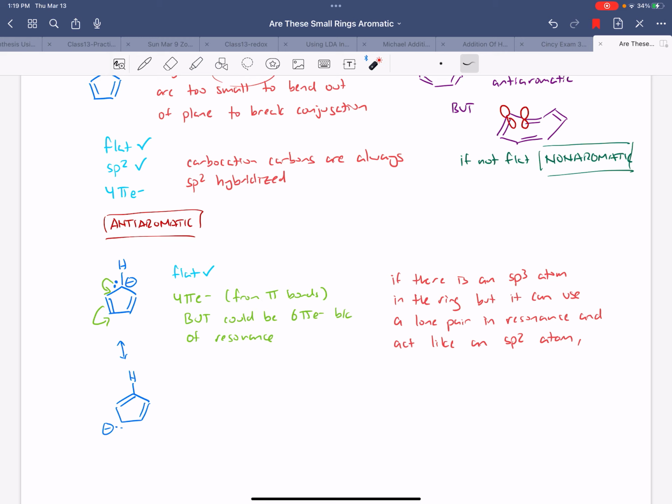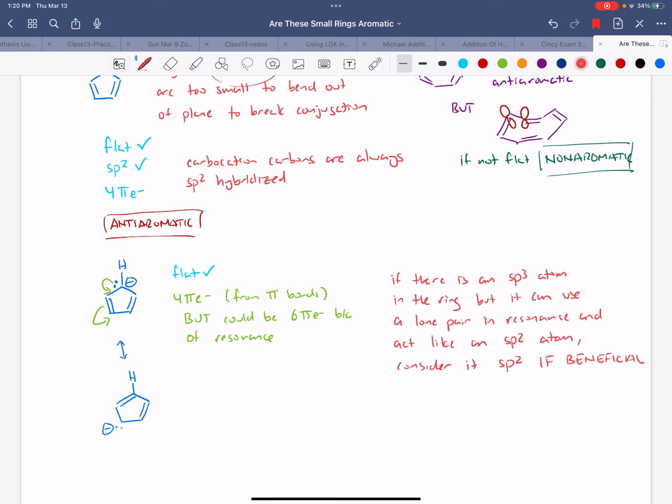In organic chemistry 1, we thought of this as sp3 because it has 4 balloons or 4 electron domains, and it's part of the ring, but it can use a lone pair in resonance and act like an sp2 atom. And here's the kicker: consider it sp2, if beneficial. So that's the weird disclaimer.